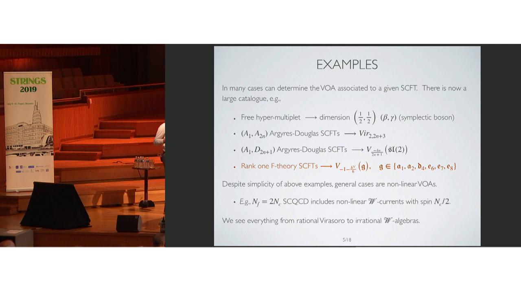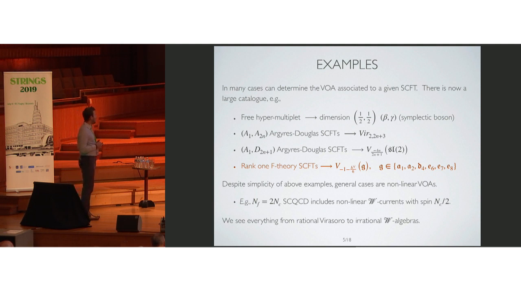Okay, so those were sort of generalities. What do we actually find in examples, just for people who haven't seen these things before? There's now quite a large catalog of actual 4D SCFTs where we know what the associated VOA is via various arguments. So a free hypermultiplet just turns out to be a dimension 1/2 beta gamma system, also called a symplectic boson.